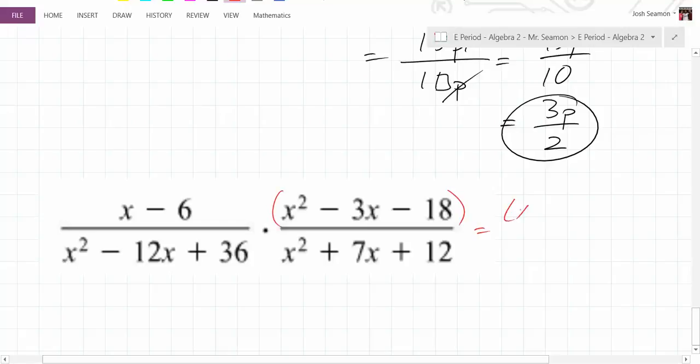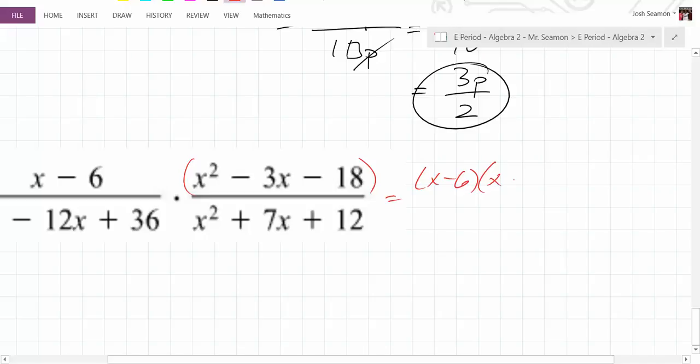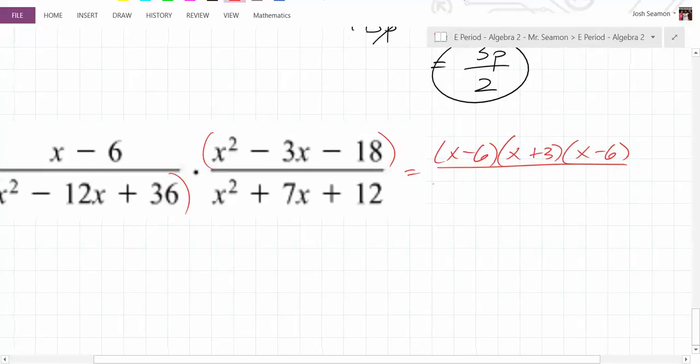So someone tell me, what does this one factor into? So this is going to be x minus 6 times what? X plus 3 times x. Nice. What does this one factor into? Someone tell me that one. And what about this one right here? X plus 3, x plus 4.